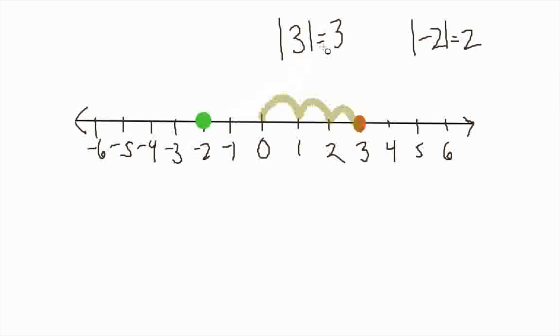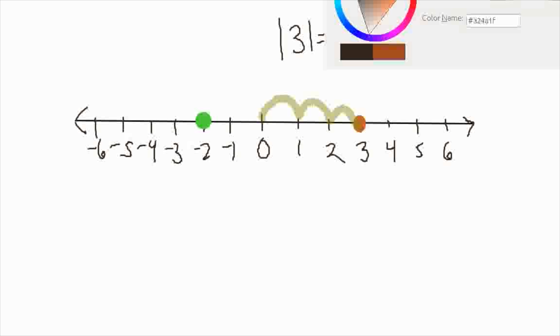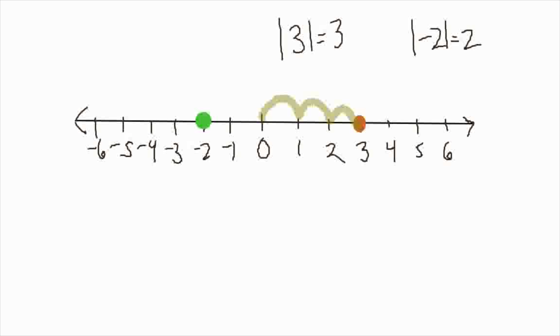So I'll put a green dot there. All right, how many hops is it to the 0, the origin? Remember, that's another name for 0. How many hops is it for that one now? Well, 1, 2. Okay, that's another explanation of why the absolute value of -2 is 2.